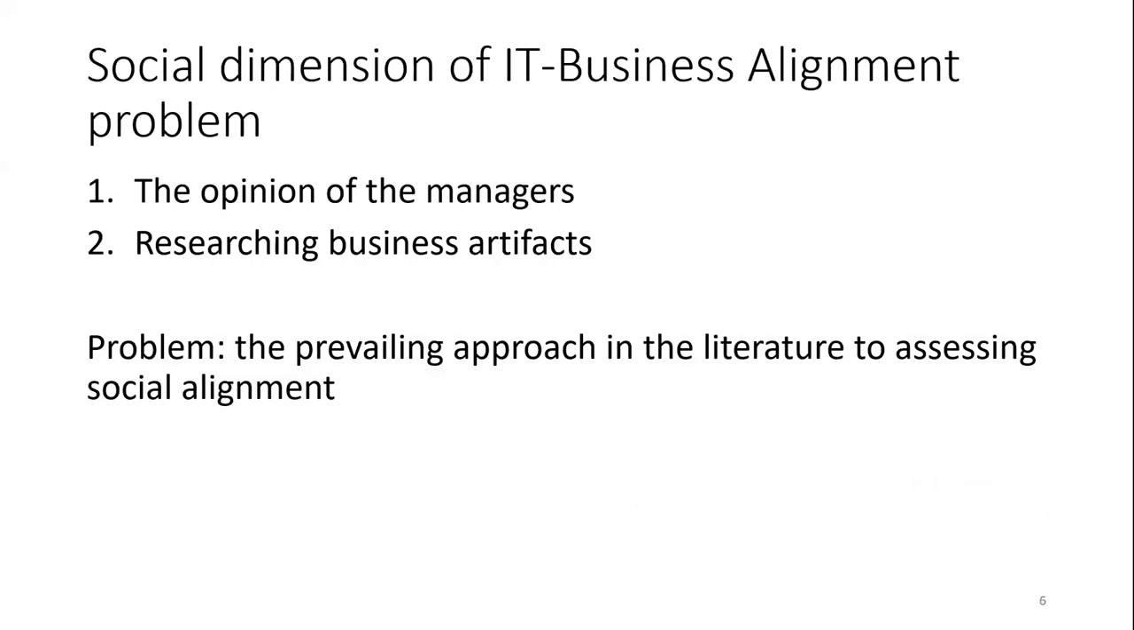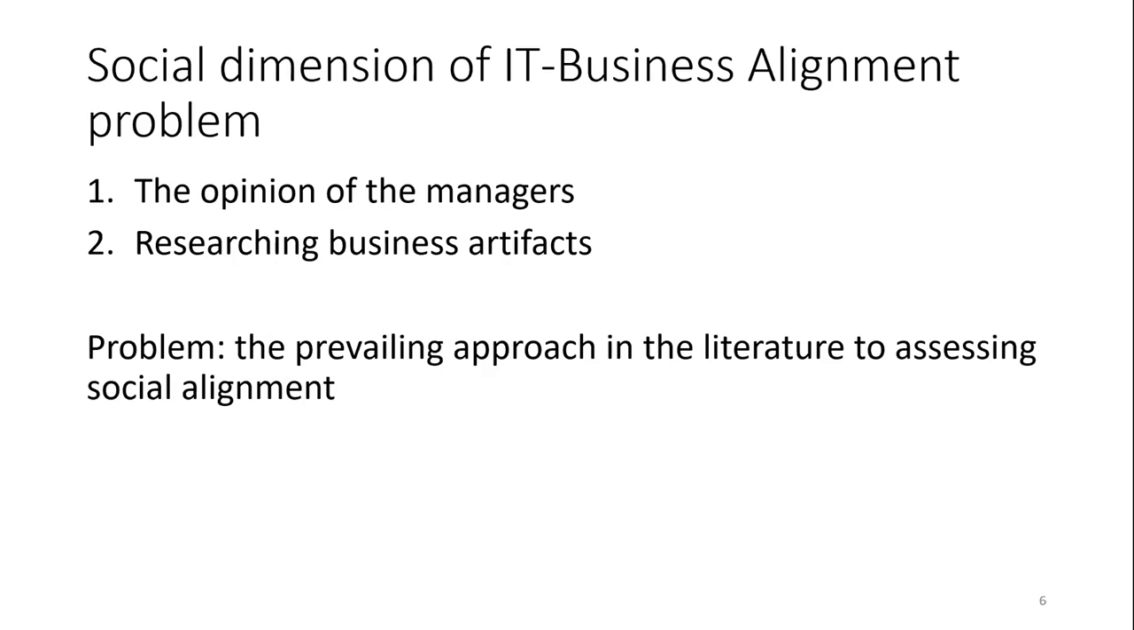In other words, we can define the social dimension of IT business alignment as the level of mutual understanding of commitment to the business and IT mission. In one of the most important studies, the authors suggest two sources for assessing the level of social alignment between IT and business. The first is the understanding and thoughts of managers about the contribution of IT and business. The second one is business and IT documents or artifacts.